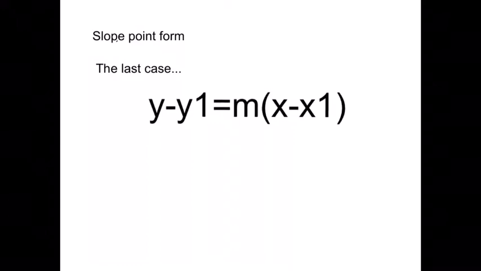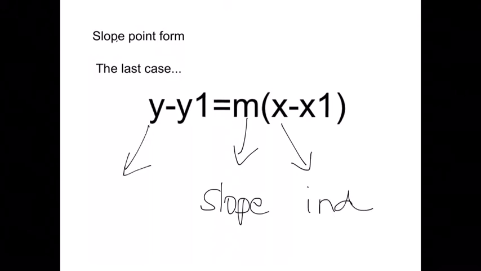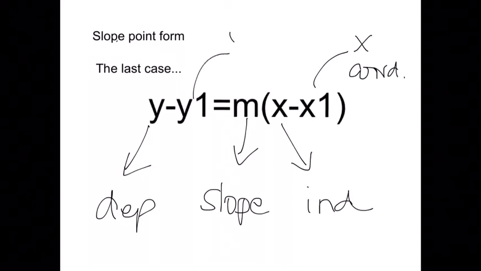Now, in class we talked about the derivation of this, which I will go over towards the end of this video, but for now let's just talk about the components. We know that m is going to be the slope. We know x generally is our independent variable, and we know y is our dependent variable. So what on earth is x1 and y1? Well, they're a point on the line. So this is the x-coordinate of a point on the line, and this is the y-coordinate of a point on the line.